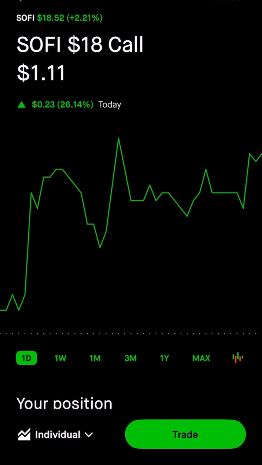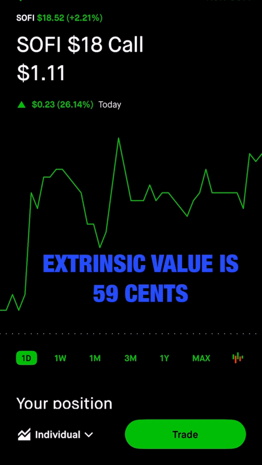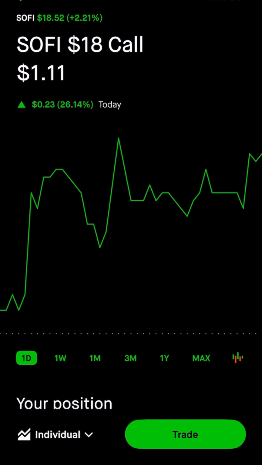The next step, once you know your intrinsic value, and remember, intrinsic value is important so you can calculate your extrinsic value, because your extrinsic value guides you on what you should do. For the extrinsic value, you're going to take that 52 cents of intrinsic value, and you're going to take the contract price, which is $1.11. So $1.11 minus 52 cents gives you an extrinsic value of 59 cents. So that's the key, is finding that extrinsic value. The extrinsic value is 59 cents.